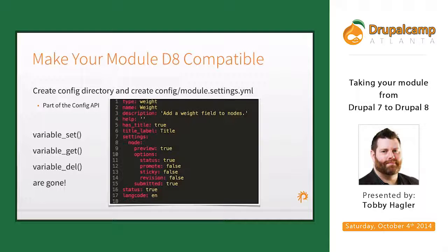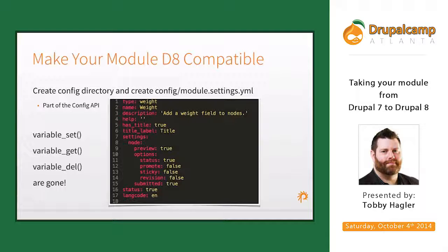So the next thing you want to do to make your module compatible with Drupal 8 is you have to create a config directory. You're going to put a lot of stuff in there. There's the new config API. That's something that I haven't told you is brand new in Drupal 8, but it is. Again, you're going to put some important settings in module.settings.yaml in the config directory. This is all just following config API, if you want to look it up on Drupal.org.